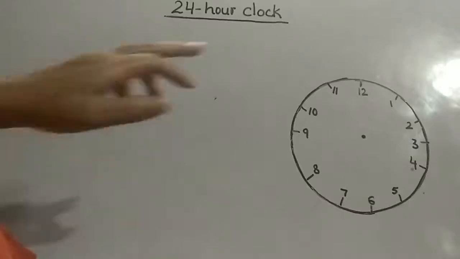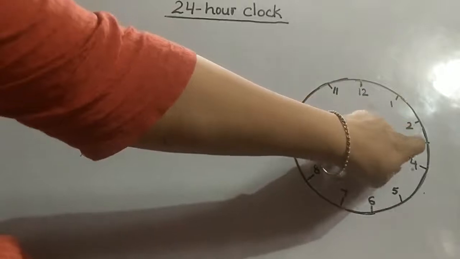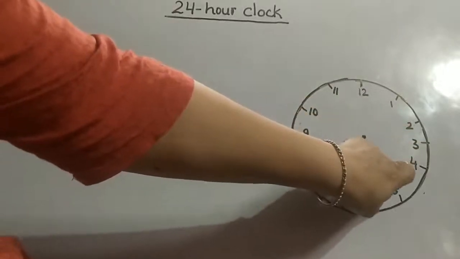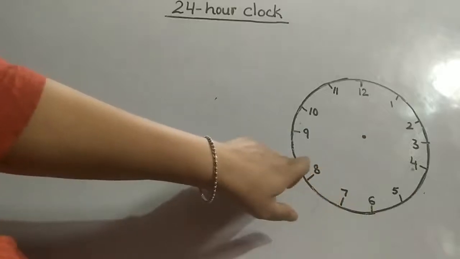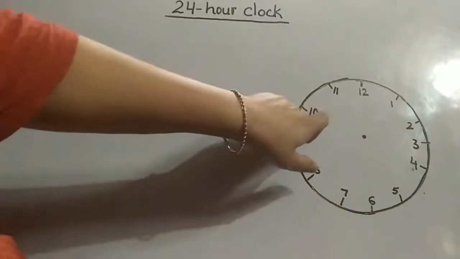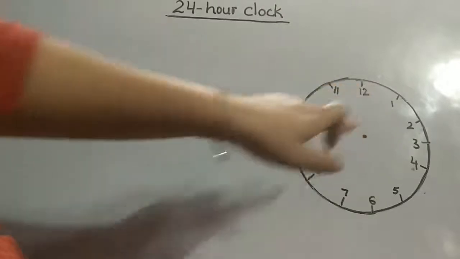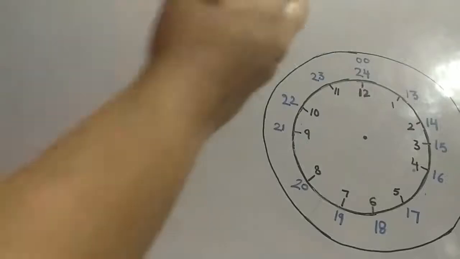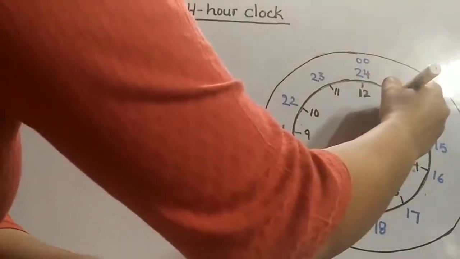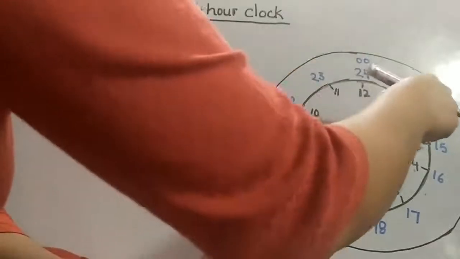So 12 midnight, after 12 midnight it is 1 a.m. at night, 2 a.m., 3 a.m., 4 a.m. in the morning, 5 a.m., 6 a.m., 7 a.m., 8 a.m., 9 a.m., 10 a.m., 11 a.m. and then 12 noon. After 12 noon, 1 p.m. we'll not write it as 1 p.m. in 24-hour clock. We'll write it as 13.